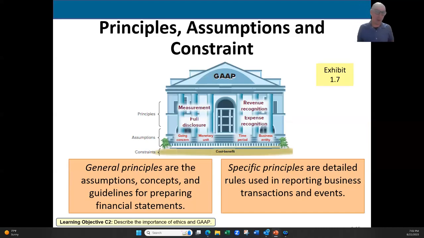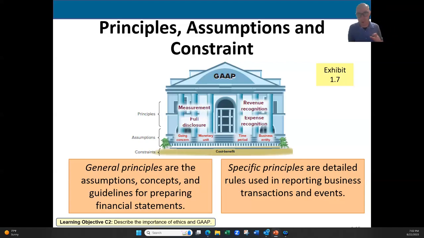Here are the four principles of accounting. The principle of measurement, principle of full disclosure, revenue recognition principle, and the expense recognition principle. These are the four primary principles of accounting. We're going to dive very deep into those principles here shortly.